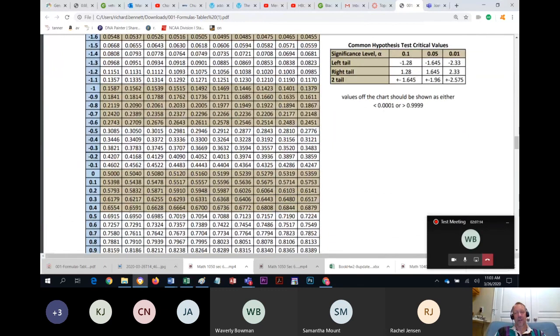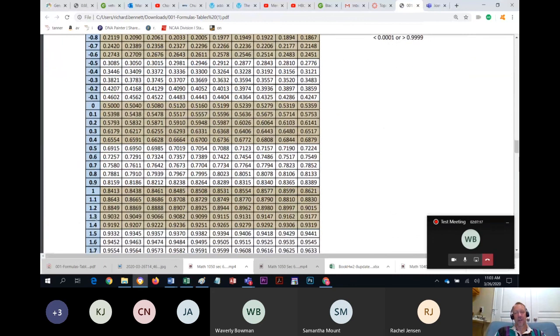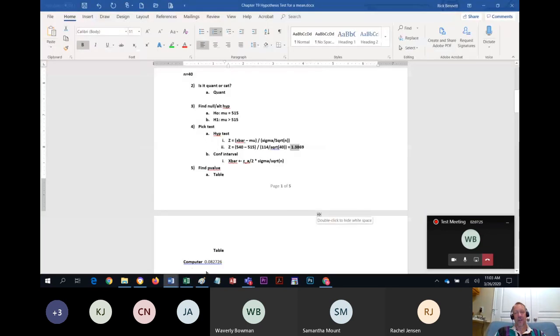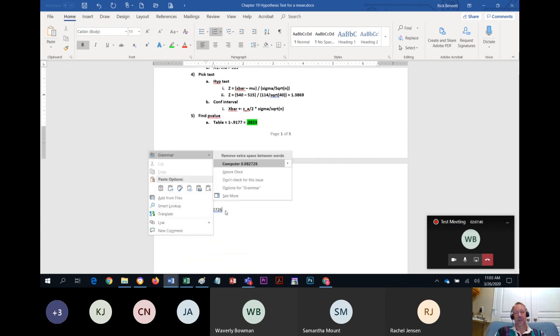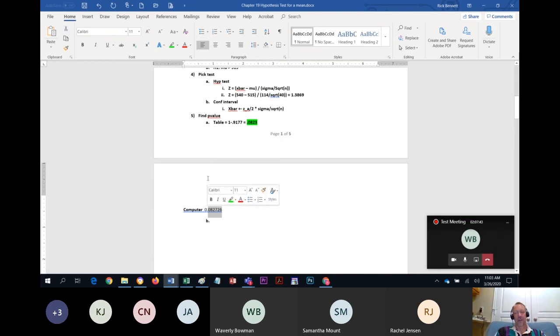So 1.39 is going to give me this value here, 0.9177. And so once again, with the table, it's going to be 1 minus 0.9177, which equals 0.0823. Okay, so that value versus this value here. They're pretty close, but they're slightly different depending on your method. Okay, does that make sense? So which one do you want us to do?